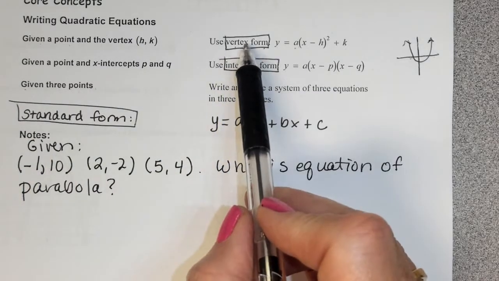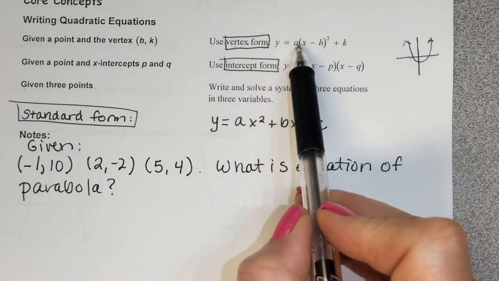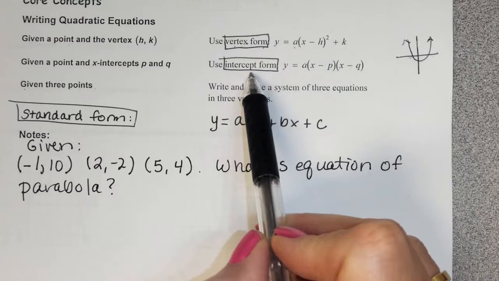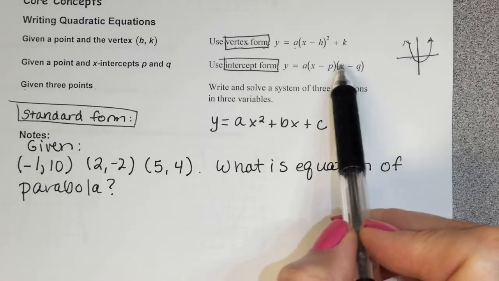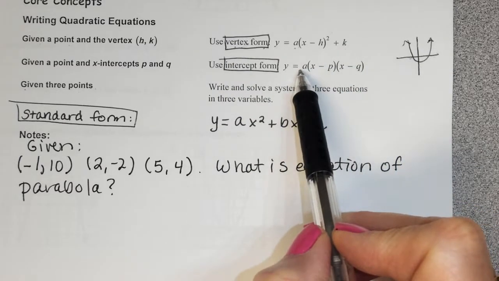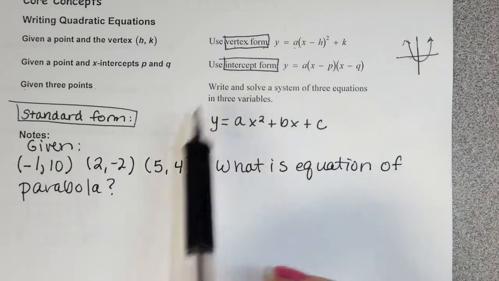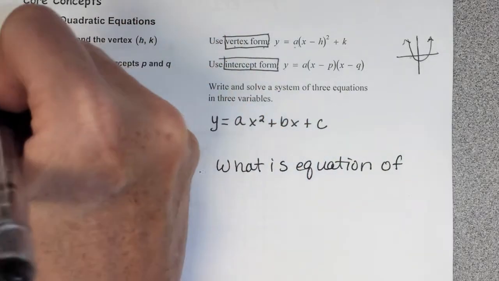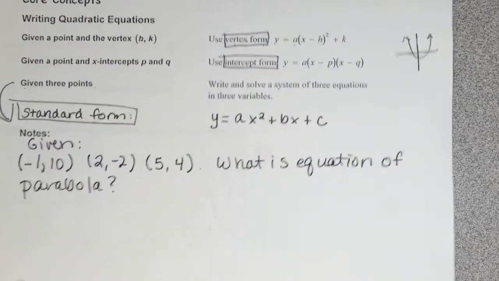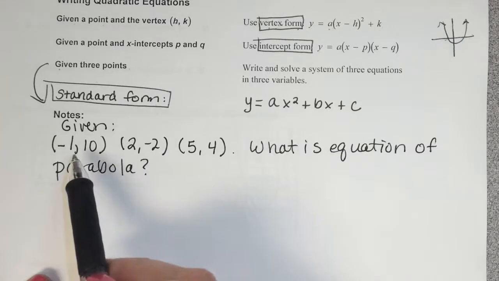So we have these 3 forms. Vertex, h, k: plug in for x and y, solve for A. Intercept, p and q: we're given the x-intercepts and another point, plug in, solve for A. Standard form, right here. Standard form would only be the method we use if we are given 3 points, and they're just 3 random points, nothing special. So let's look at this.